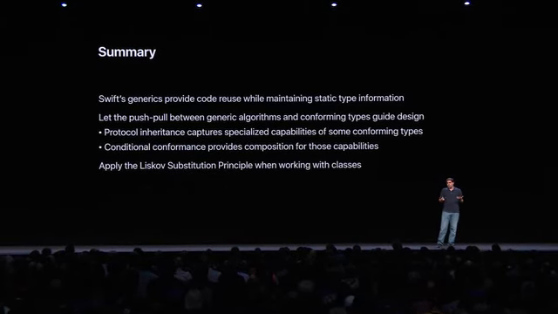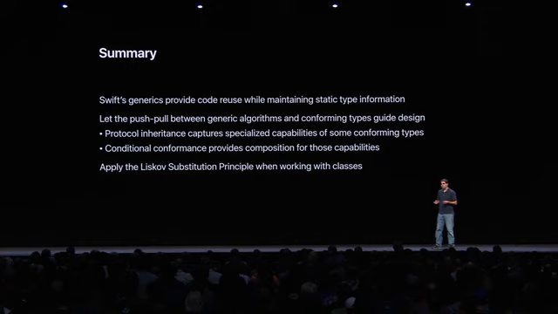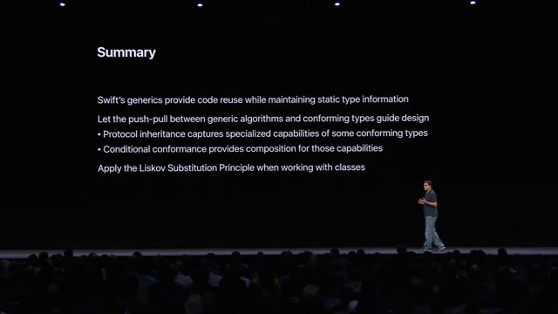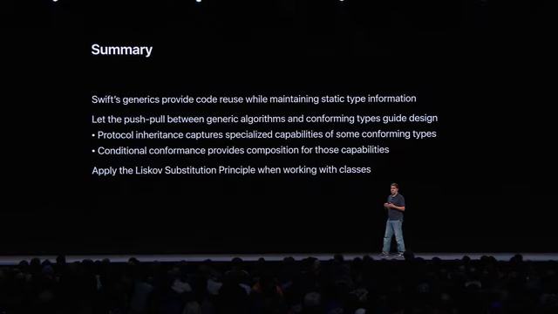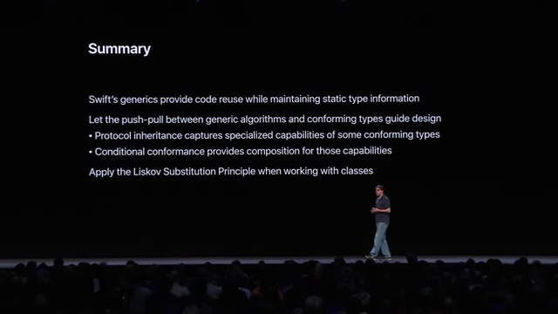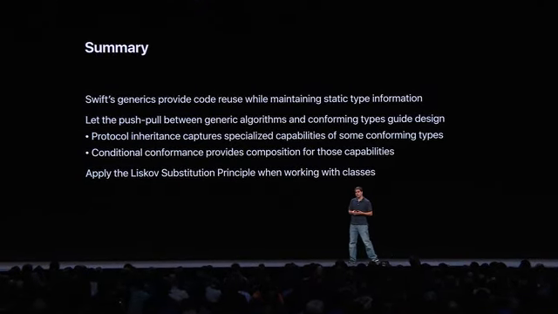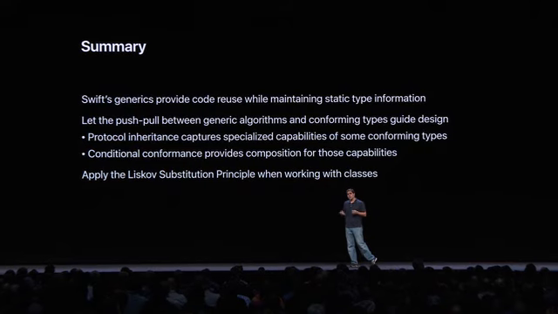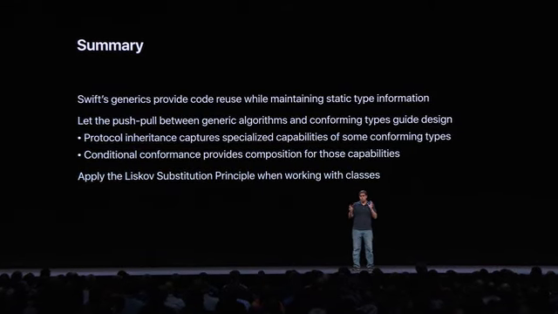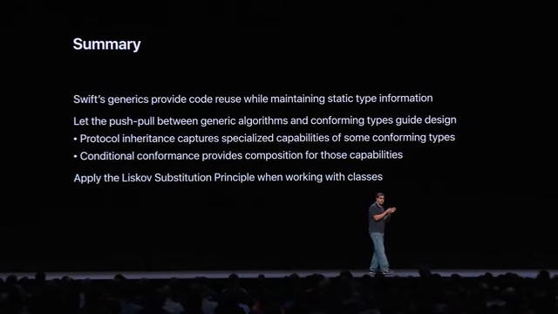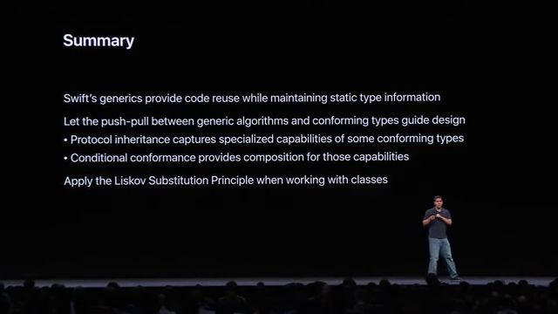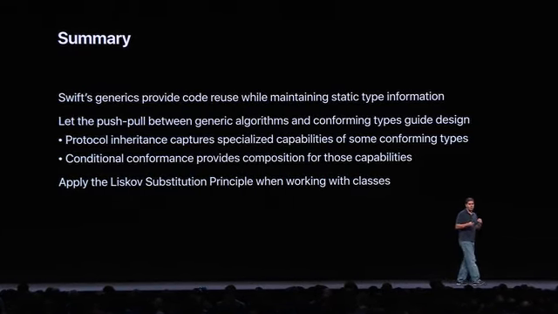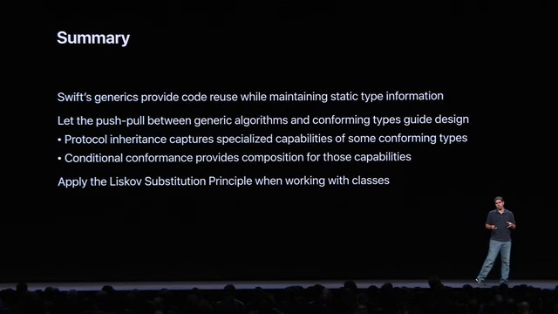So we've talked a bit about Swift generics today. The idea behind Swift generics is to provide the ability to reuse code while maintaining static type information, to make it easier to write correct programs and compile those down into efficiently executing programs. When you're designing protocols, let this push and pull between the generic algorithms you want to write against a protocol and the conforming types that need to implement that protocol guide your design to meaningful abstractions.